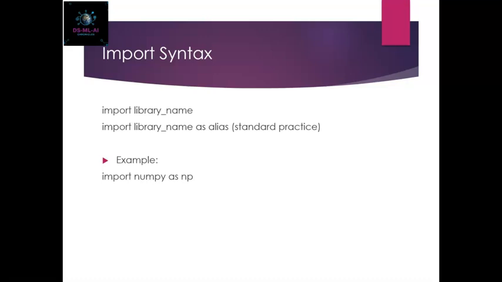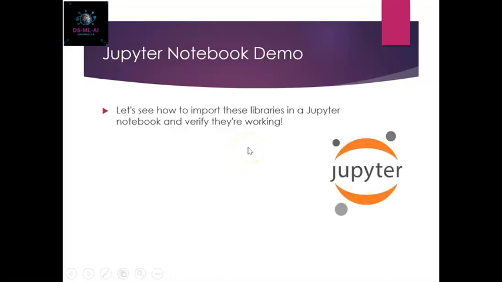There is one standard practice in Python, which is to use an alias for the library name. The syntax to use an alias is import library_name as alias. For the NumPy library, I am importing like this: import numpy as np. Here numpy is the library and np is the alias used for NumPy. We can use numpy also, but it is easier to use the alias than the library name. Going ahead, I will show you a practical demo in Jupyter Notebook of how to import the libraries.